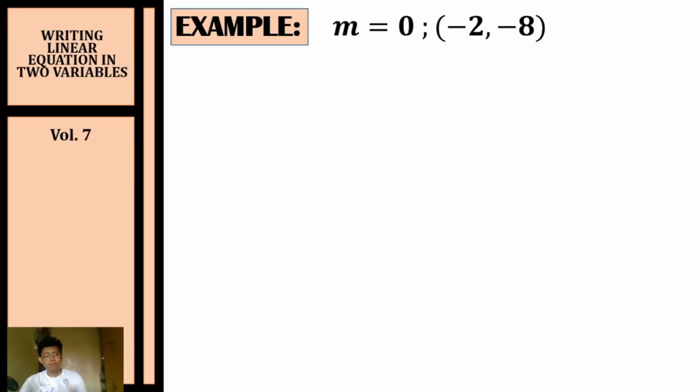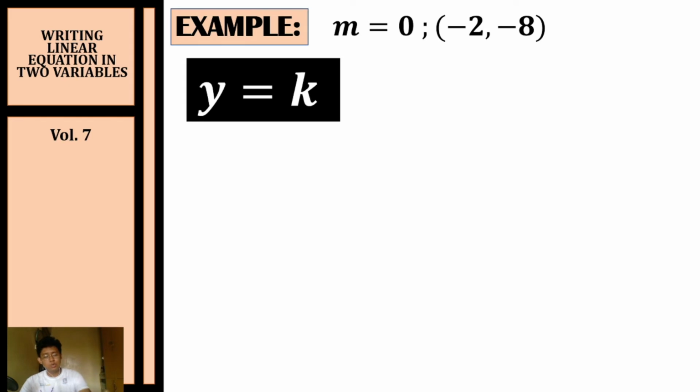Alright, for example, we're looking for the equation of the line that has 0 slope and it will pass through the coordinate (-2, -8). Now, since we're given a slope of 0, we can use the horizontal form, which is y is equal to k. Then, we will just copy the value of the y-coordinate in the given point. So, the equation of the line will be y is equal to -8.